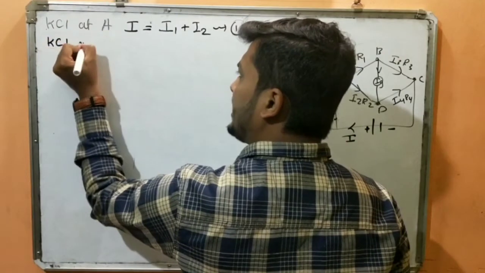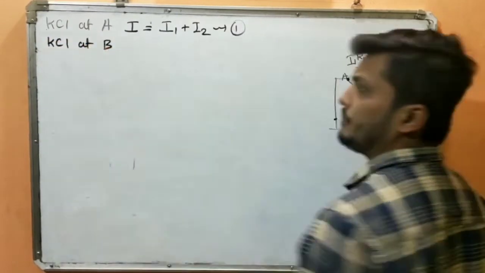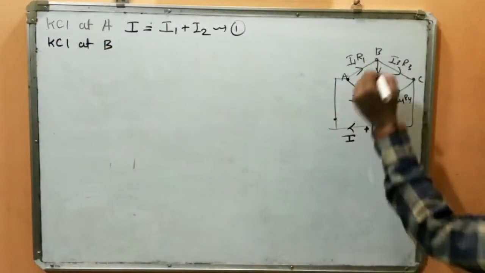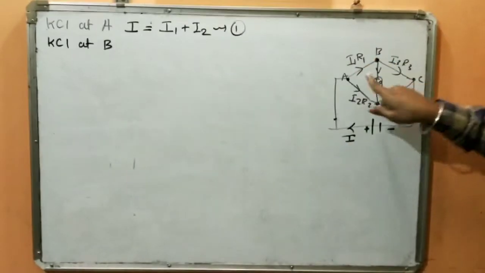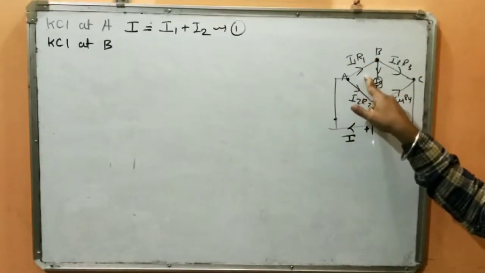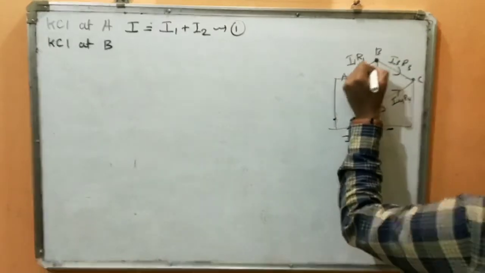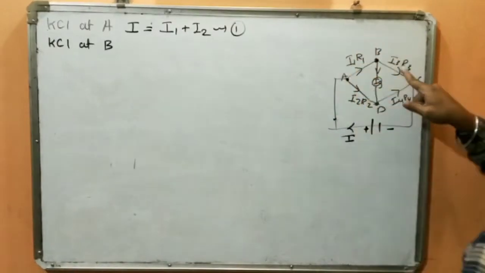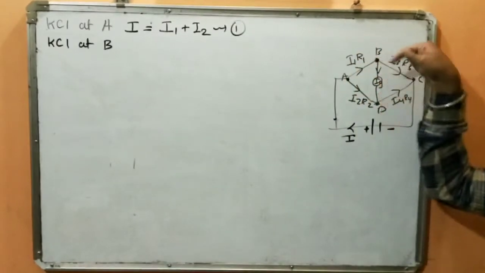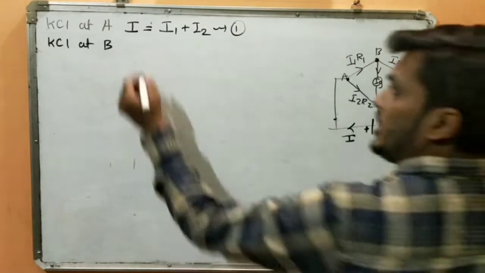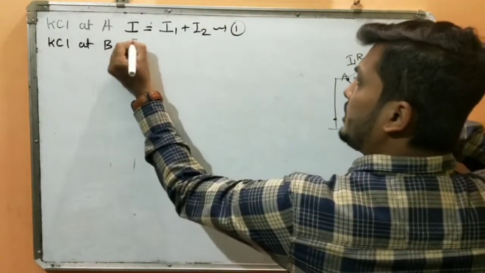Similarly, applying KCL at node B. Now please look carefully at B. At B, current I1 is entering, and this I1 is again splitting into Ig and I3. So here current I1 is entering.